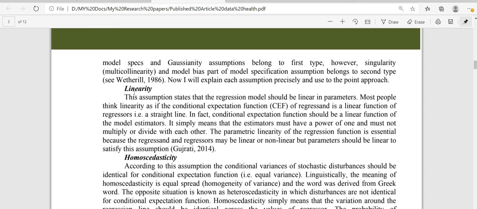So this is the linearity assumption of the Gaussian linear regression model. This assumption states that the regression model should be linear in parameters. Most people think of linearity as the conditional expectation function of the regressand being a linear function of regressors, i.e. a straight line. In fact, it's not true. The true thing is that the conditional expectation function should be a linear function of the model estimators, the betas. So I'll tell you how to test linearity.